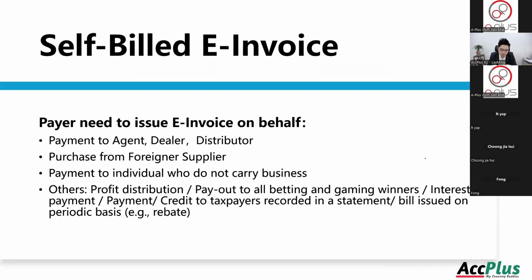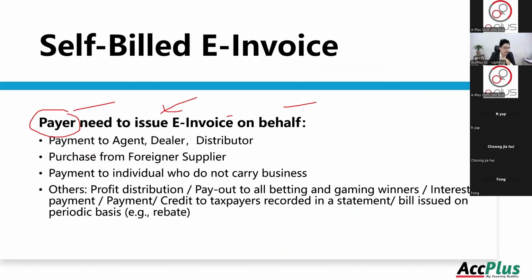E-invoice is something like, when you're doing the business, the customer pays you, then you raise the invoice to your customer. I think it's quite logical, because you are doing the sales now, right? But there are some situations where you are the person who pays the money to another person. At the same time, you have to raise the e-invoice by yourself. This one we call a self-bill e-invoice. So in what situations does the payer have to issue the e-invoice on behalf?